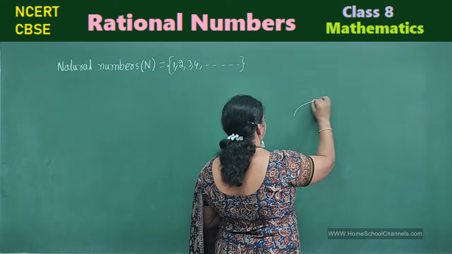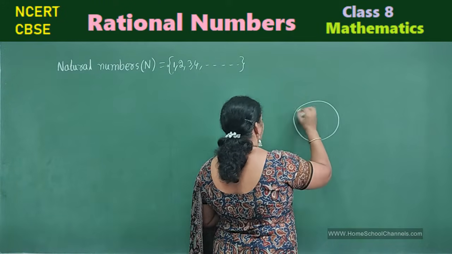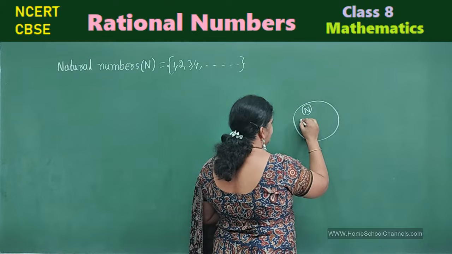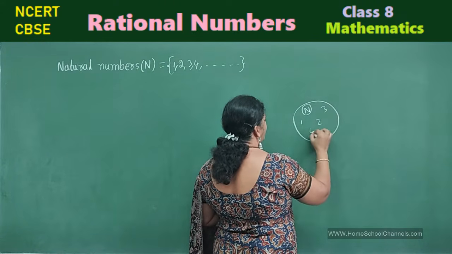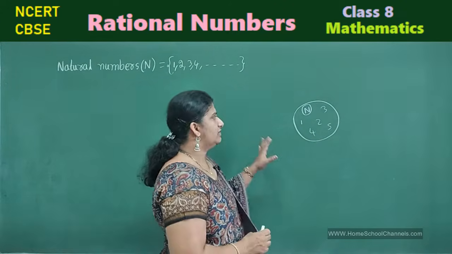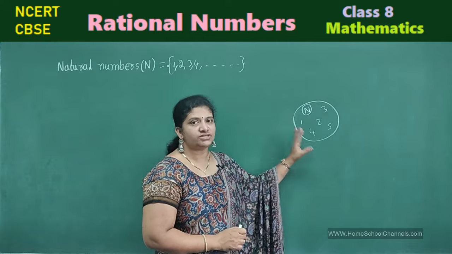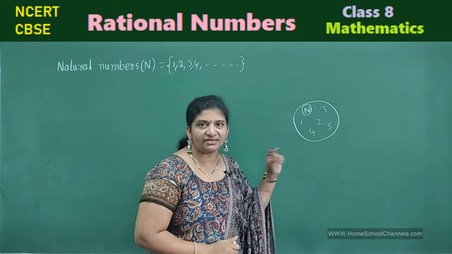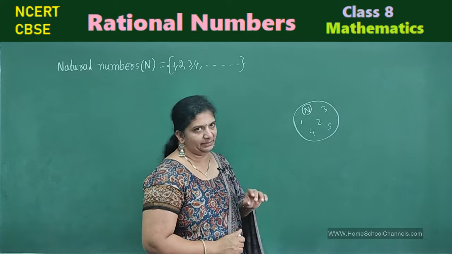Let me take a circle here and write capital N, which indicates natural numbers: 1, 2, 3, 4, 5, and so on. You can write many numbers. This circle shows some of the natural numbers. Natural numbers are represented by the letter capital N.